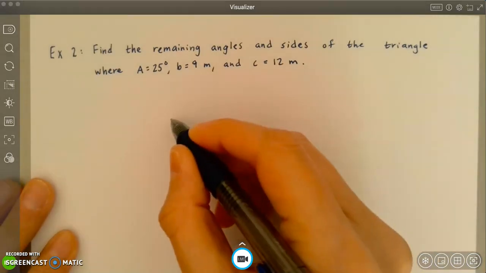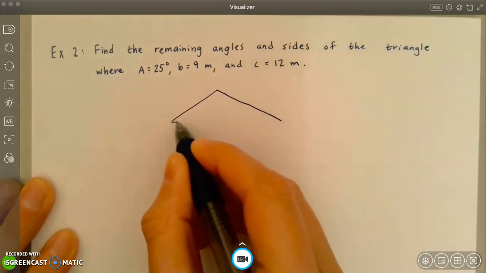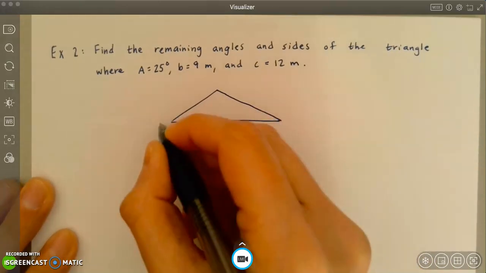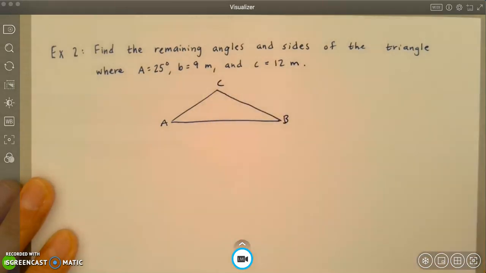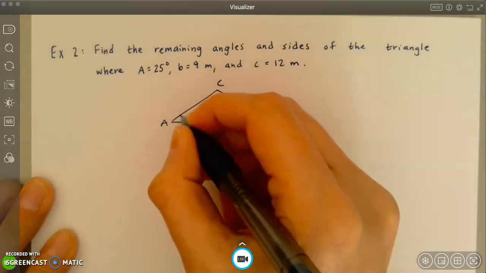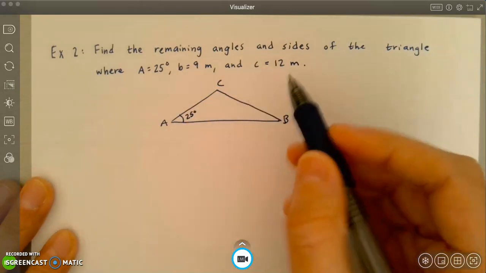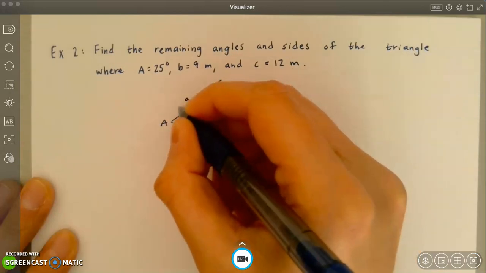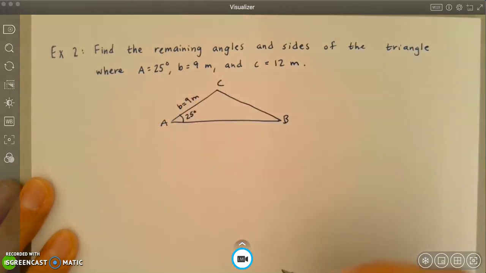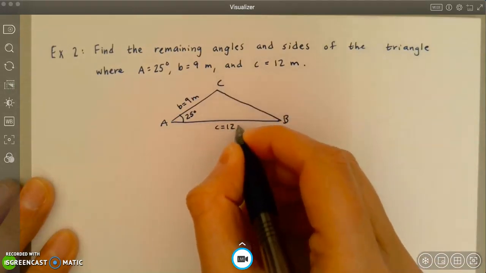So I'm just going to go ahead and draw an oblique triangle. This is not even going to be drawn accurately. All right, I'm just going to call this one A, B, and C. You can really do it in any order. But I know that angle A is 25 degrees. Side B, which is across angle B, is going to be 9 meters. And side C, which is across angle C, is 12 meters.